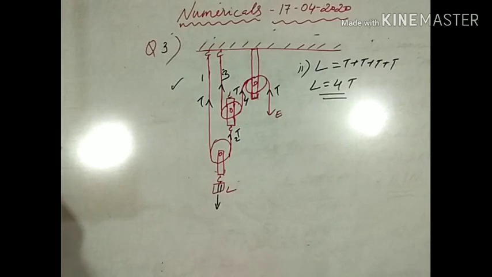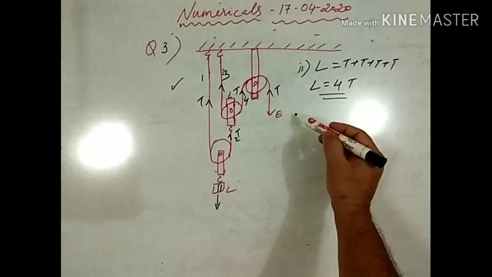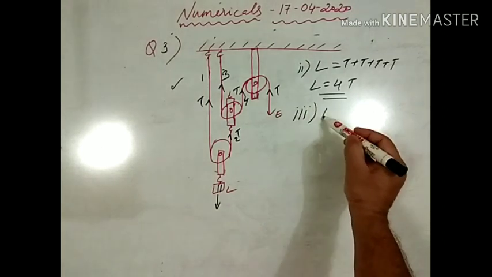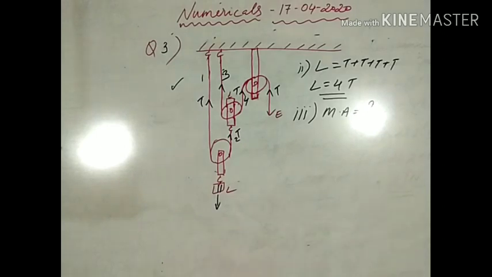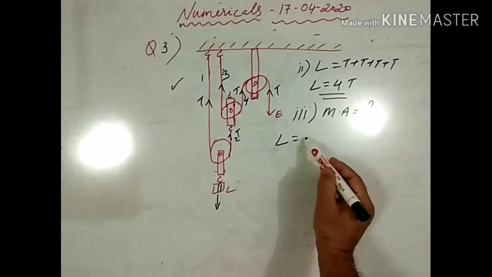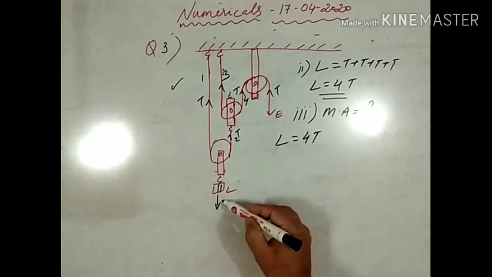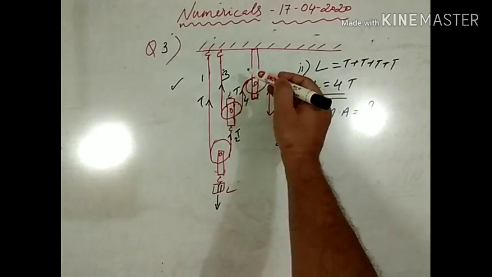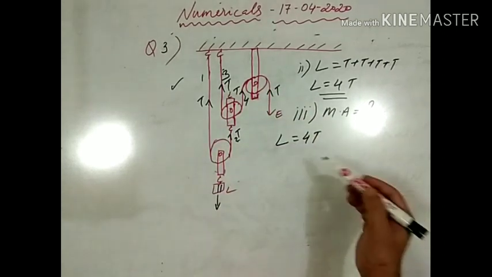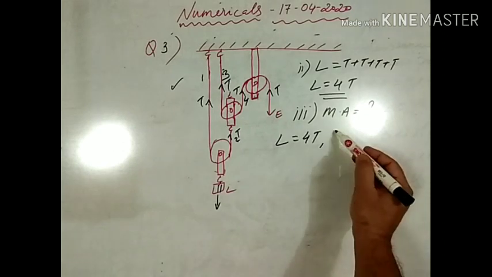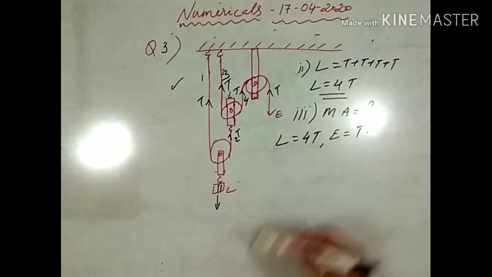Now, moving to the third part, calculate the mechanical advantage of the system of pulleys. Very simple. In equilibrium, we know that the load is balanced by 1, 2, 3 and 4 T's, that is 4T. And what about effort? Effort is equal to T.